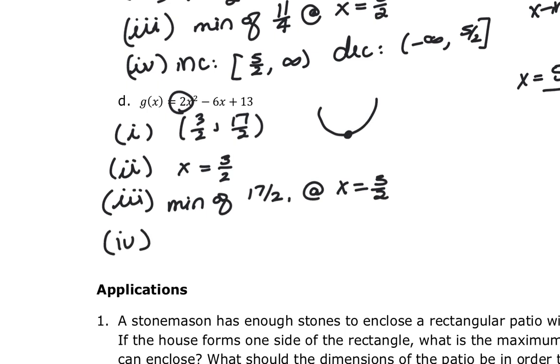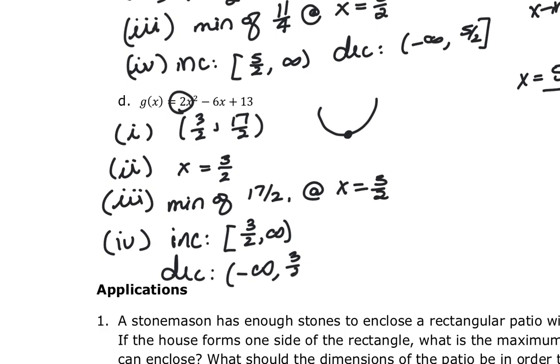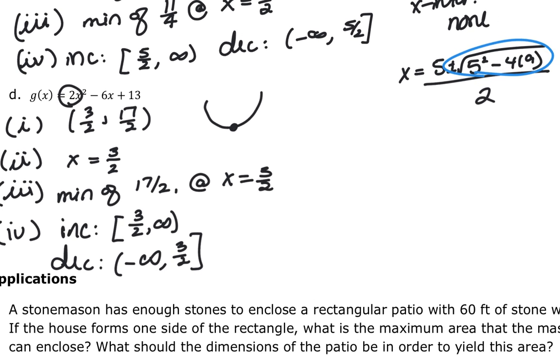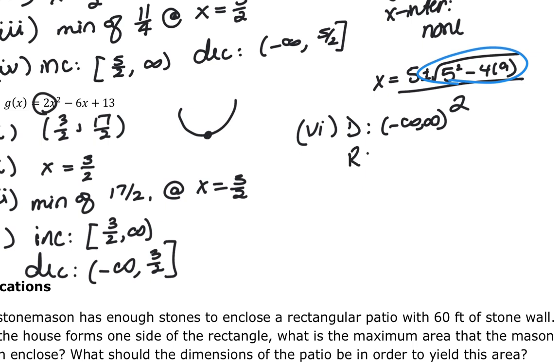The next part is intervals of increasing and decreasing. So increasing happens at the h part to infinity, so this is 3 over 2 to infinity. The decreasing is going to go from negative infinity to the h part, which is 3 over 2. I'm going to skip to the domain and range because that's easier. So my domain, again, is everything from negative infinity to infinity. My range, because it's opening up, starts at the k part, which is 17 over 2, and goes to infinity. Now I'm going to go back to the x-intercept.